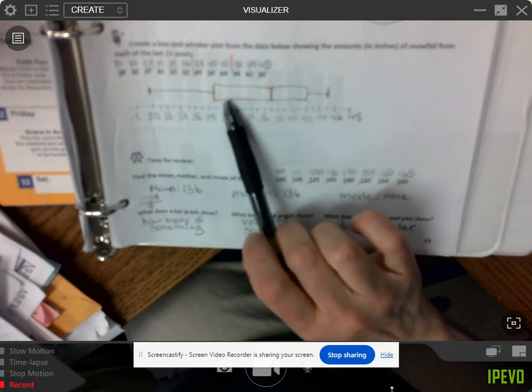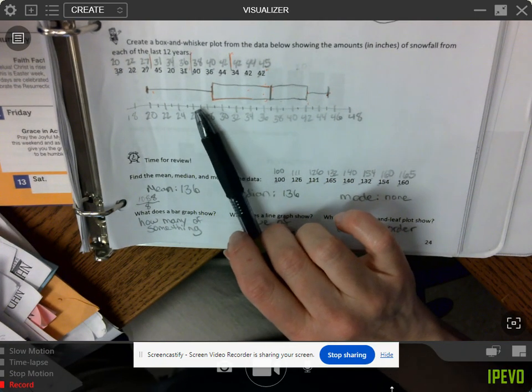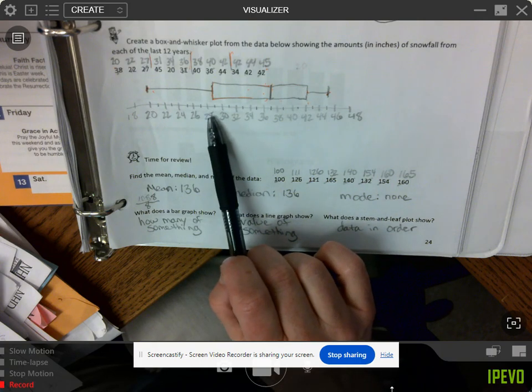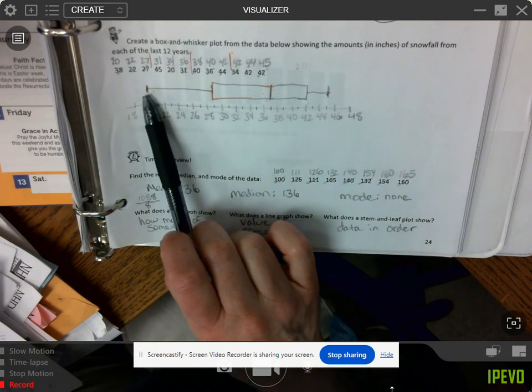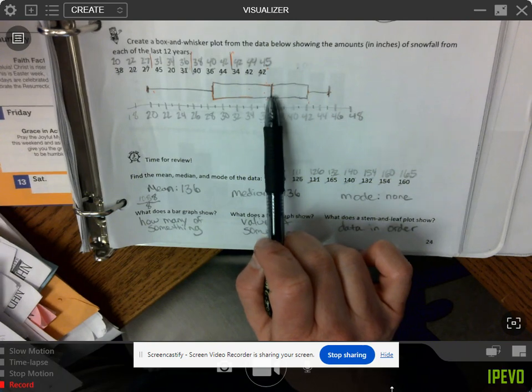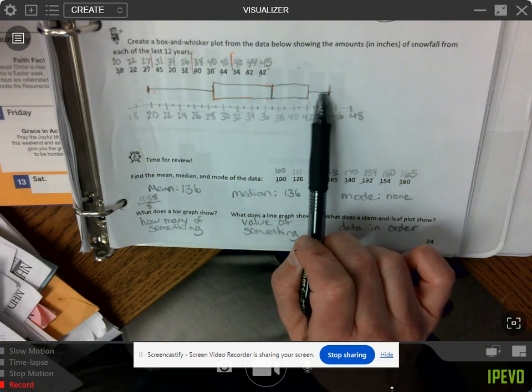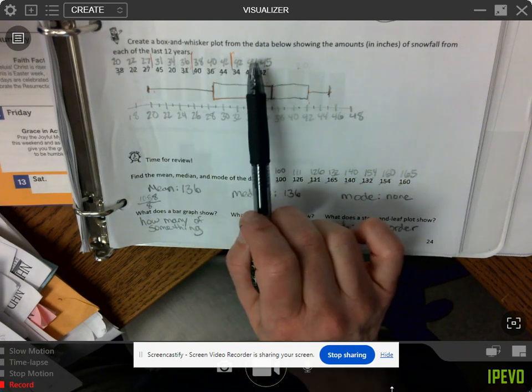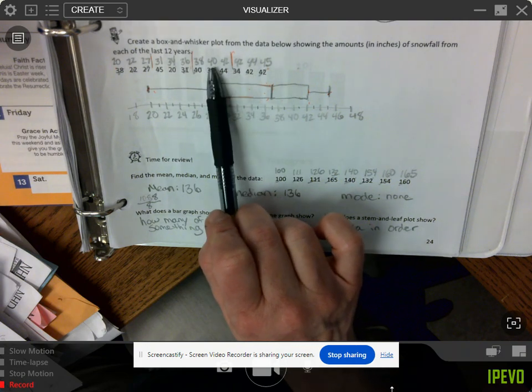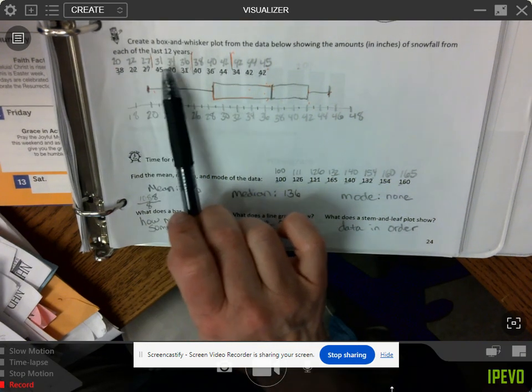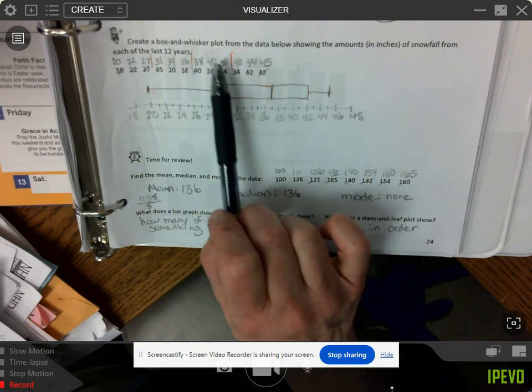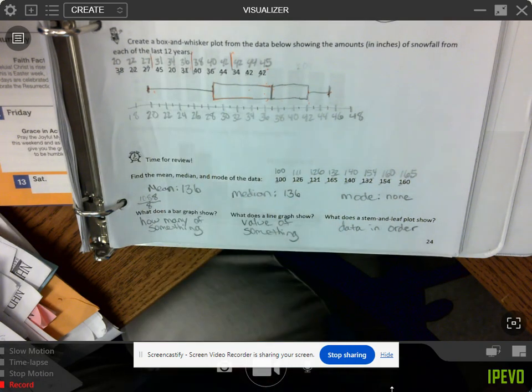On the bottom, we created our box and whisker plot together, because it's the first time we had to draw it ourselves. Keeping in mind we have our 4 parts. They all have the equal number of numbers in them. We talked about how they each had 3 different data points in them because we divided them up into 4 equal sections.